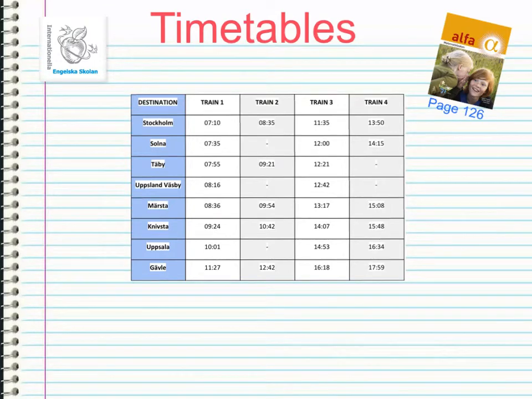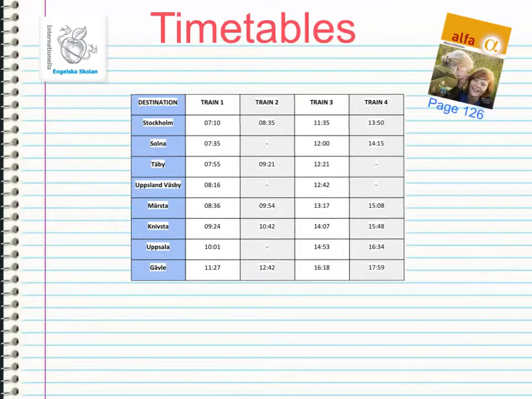Today we'll be looking at timetables. Timetables are really good at giving us information, and usually that information is about when something will happen. You might use a timetable when you're going to the cinema to see what time the movies start, or maybe you'll use a timetable to find out when you will catch a bus or a train.